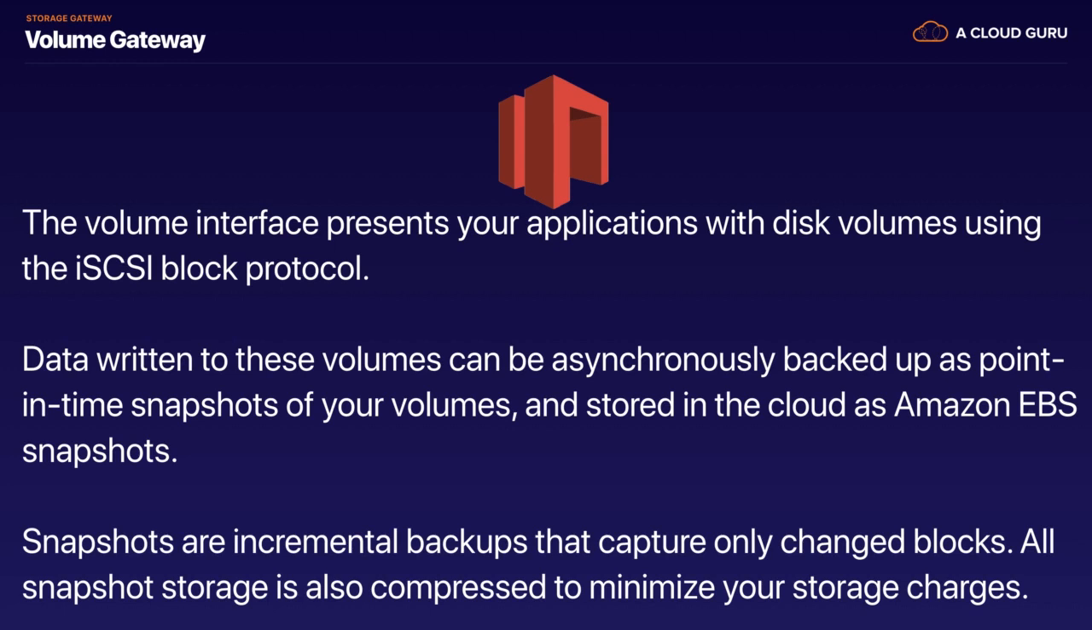Volume Gateway basically presents your applications with the iSCSI block protocol. So basically you can use virtual hard disk drives, and data written to these volumes can then be asynchronously backed up as point-in-time snapshots of your volumes and stored in the cloud as EBS snapshots. And the snapshots are incremental backups that capture only changed blocks, and all the snapshot storage is also compressed to minimize your storage charges. So Volume Gateway basically is a way of storing your virtual hard disk drives in S3, and it looks like EBS snapshots. Now, don't worry, we haven't covered off what EBS is yet. We will cover that off in EC2 in the very next section of the course. But just think of Volume Gateway as a way of storing virtual hard disk drives in the cloud.